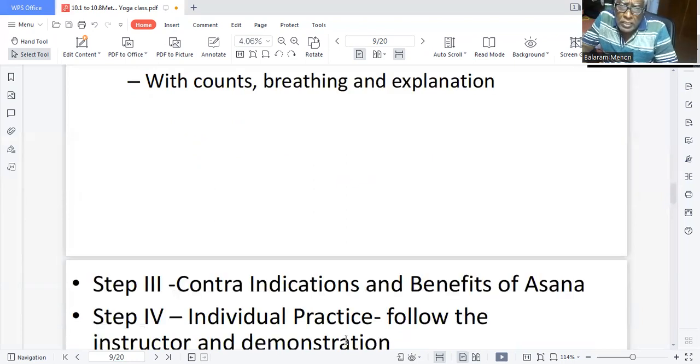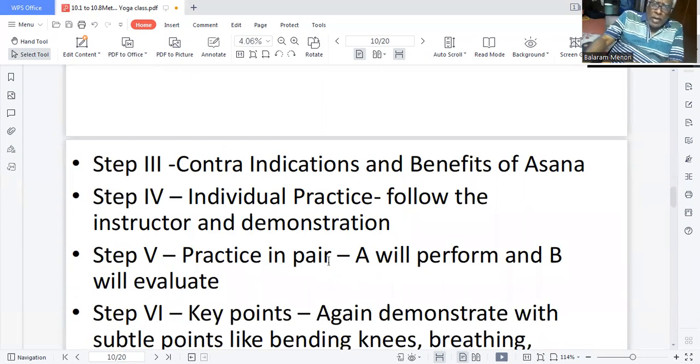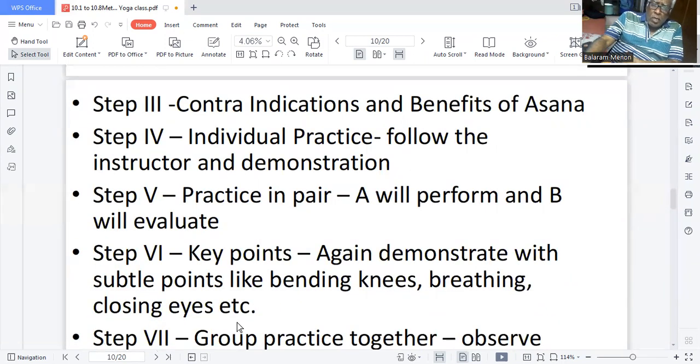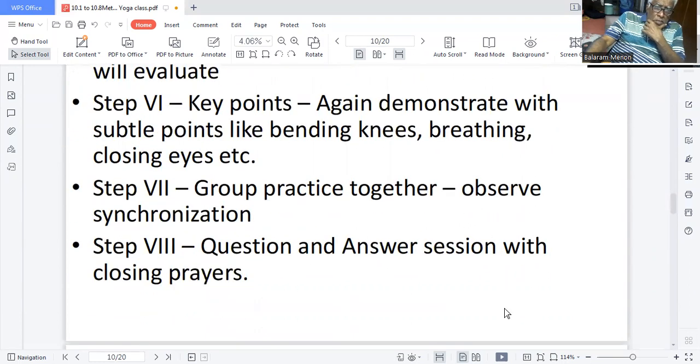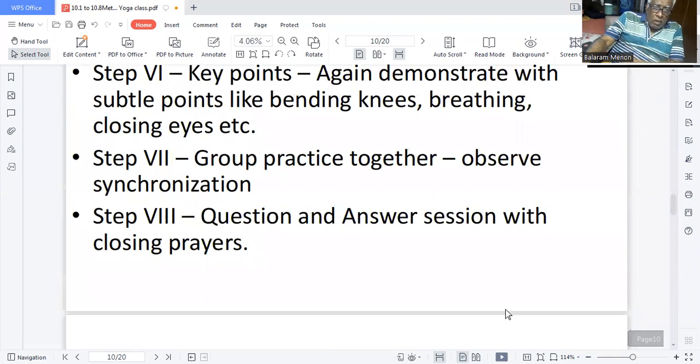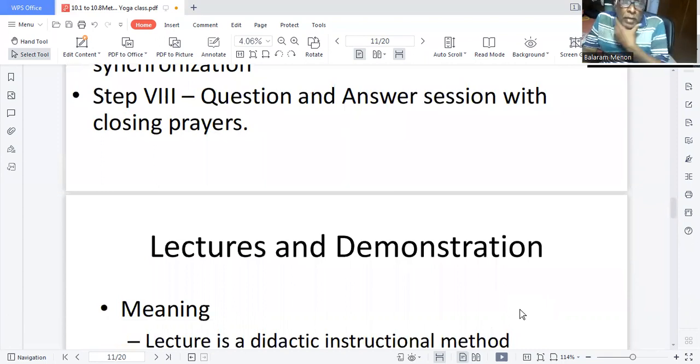Step 3, contraindications and benefits of the asana. Step 4, individual 8-step method of explaining. Individual practices follow the instruction and the demonstration. Step 5, practice in pairs: A will perform and B will evaluate. Step 6, key points. Again, demonstrate subtle points like bending the knees, breathing, closing the eyes, etc. Step 7, group practice, etc. Observe the synchronization. Step 8, question and answer session with closing prayer. These are the 8-step method.